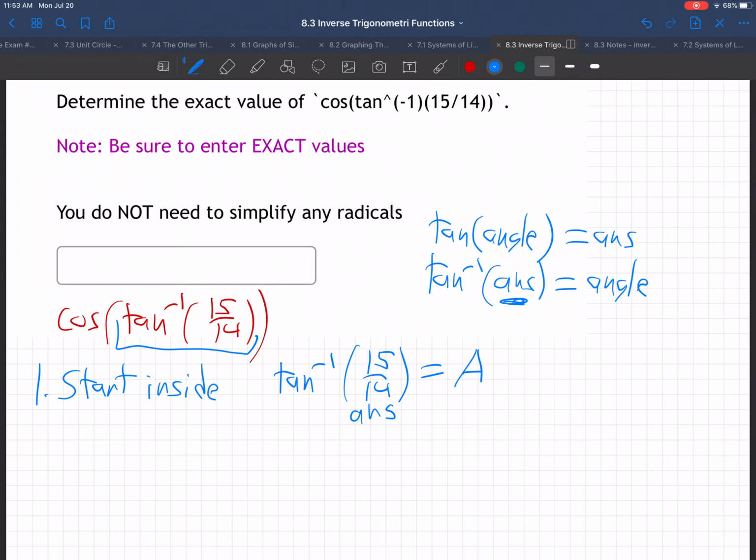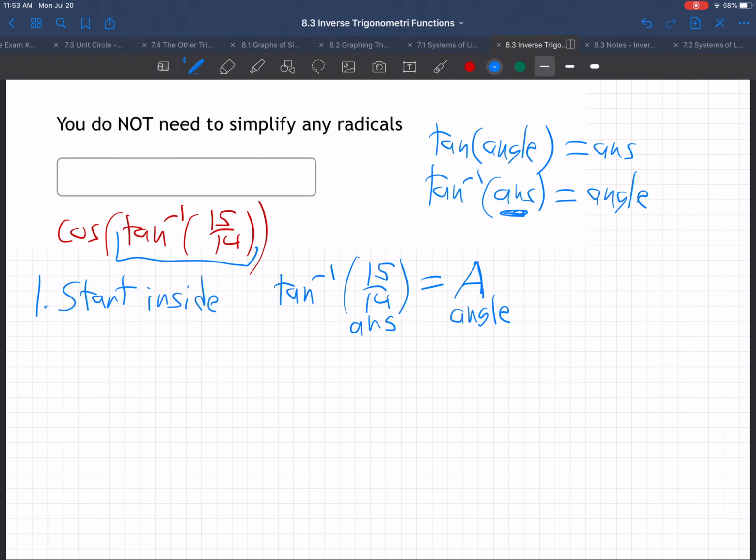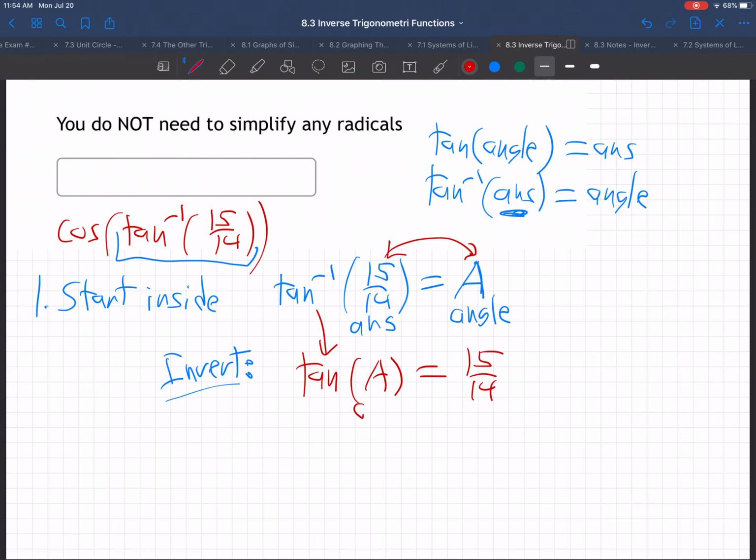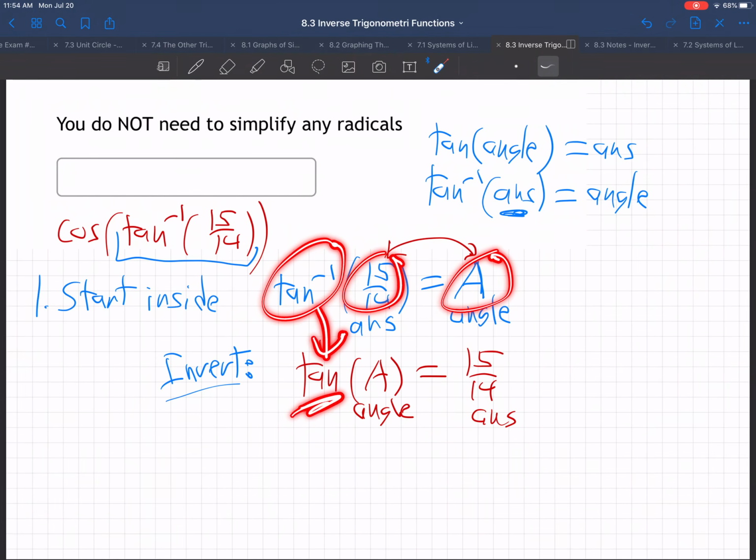Let's call it A. You can call it Joe, I'm just making up a name for an angle. So it must equal some angle A. Then we can invert things. If the tangent inverse of 15/14 is A, then swapping this, the regular tangent of the angle must be 15/14. Right now I put the angle inside here and the answer there. That's the definition of an inverse function. You can just swap the answer and the angle when you go to the regular tangent from the inverse.